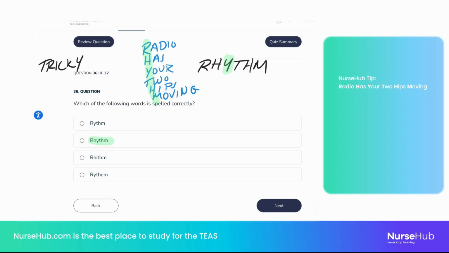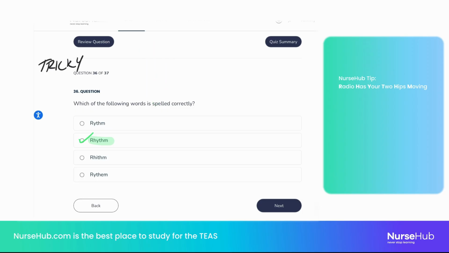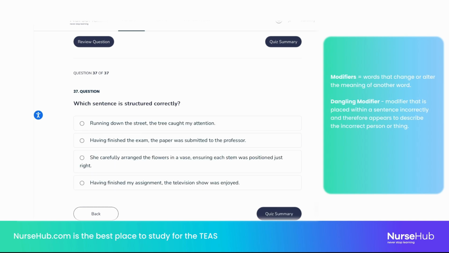So radio has your 2 hips moving. It's really silly, but it does work. So you remember that one? If not, there are lists of non-traditional spellings of words and tricky spellings of words, and rhythm is one of them.